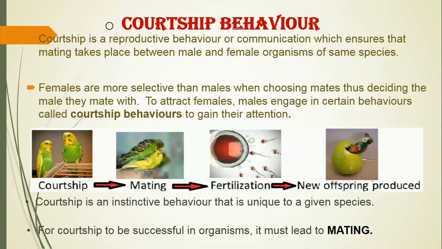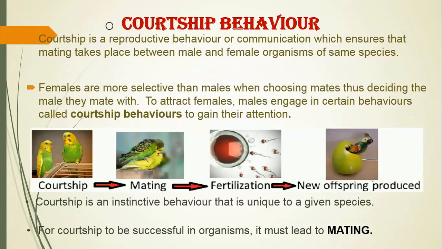So to attract the females, the males engage in certain behaviors which are called courtship behaviors in order to get the attention of the female. So from this image we can say courtship leads to mating. Mating leads to fertilization and fertilization leads to production of new offsprings or individuals.